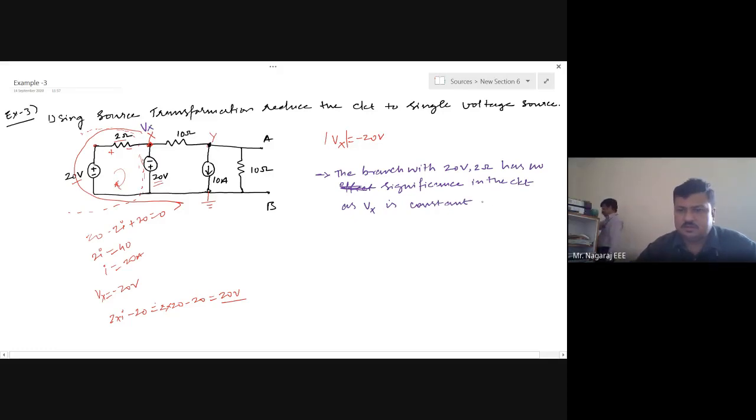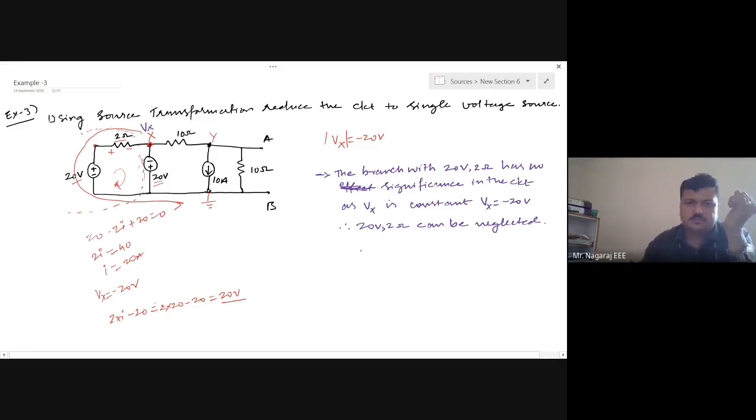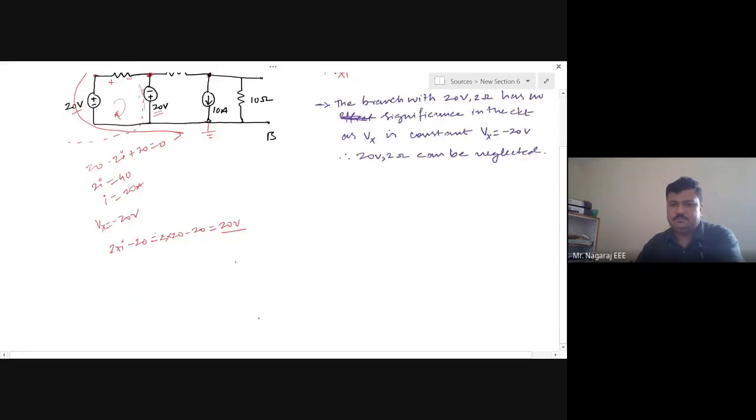Okay. Vx is equal to minus 20 volts. Therefore, the 20 volt 2 ohm can be neglected. Okay. Now, redrawing the circuit, neglecting 20 volt and 2 ohms.